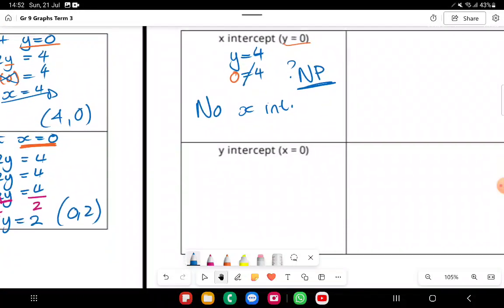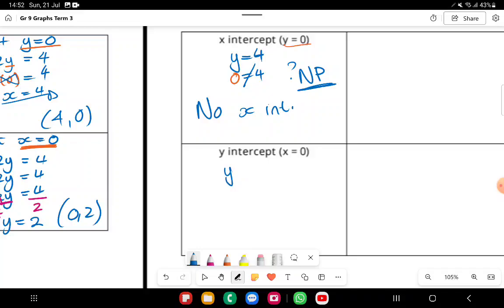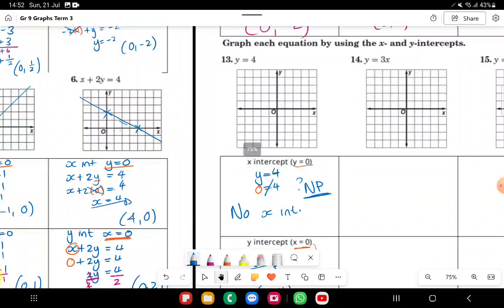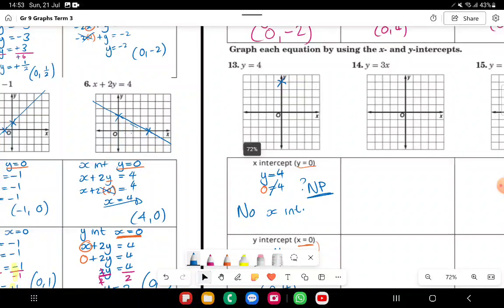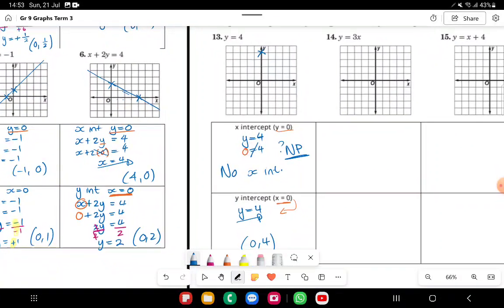Okay, let's check the y-intercept. Y equals 4. I want to substitute x is 0, but there's no x to substitute, so y equals 4, coordinates 0, 4. It means that at 4, that is my y-intercept. But I can't graph that because I don't have enough points, right?